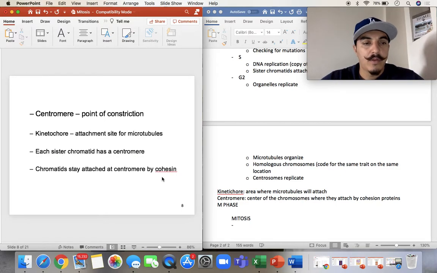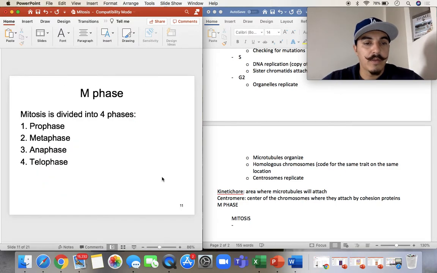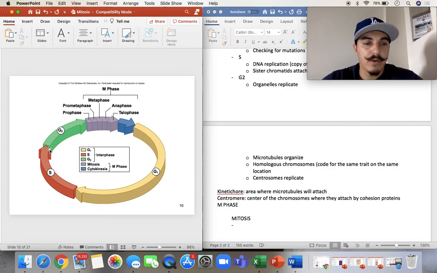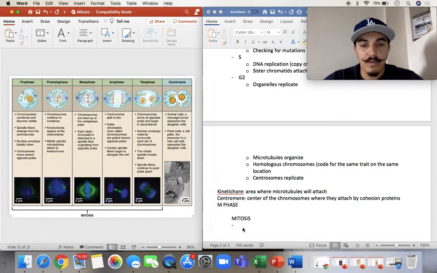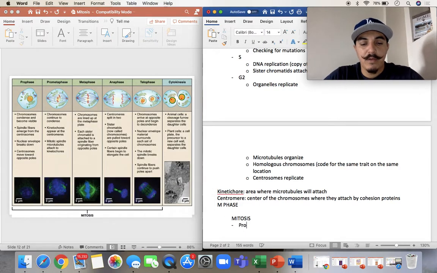Okay, so let's see. Let's get to this. So there's the phases. So now we're done with all this. We're up here in the middle. Cool. So we have these four, but then we add a couple of sub phases in there. Okay, so we're going to start with, I think we just put the picture. There it is. So we'll start with prophase. Okay, so that's the first one. I can put numbers in here. Just like that. Okay, so prophase.